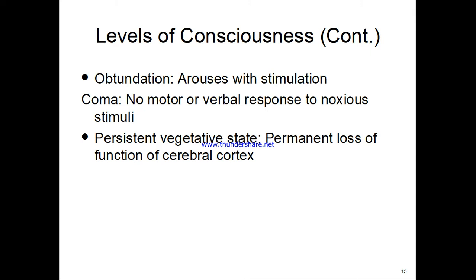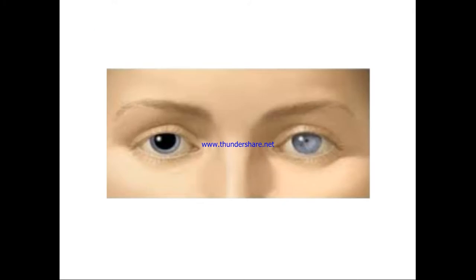Coma is no motor or verbal response to noxious stimuli. So even with pain, like a sternal chest rub, they're not going to flinch. A persistent vegetative state is a permanent loss of function in the cerebral cortex from which there is no recovery.